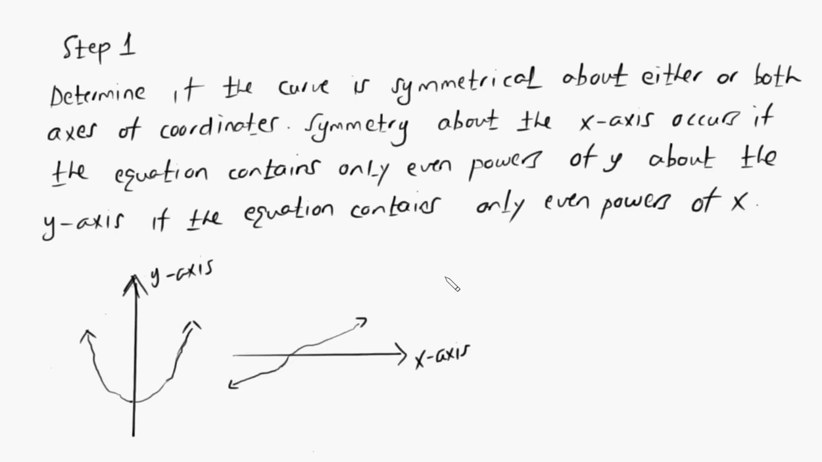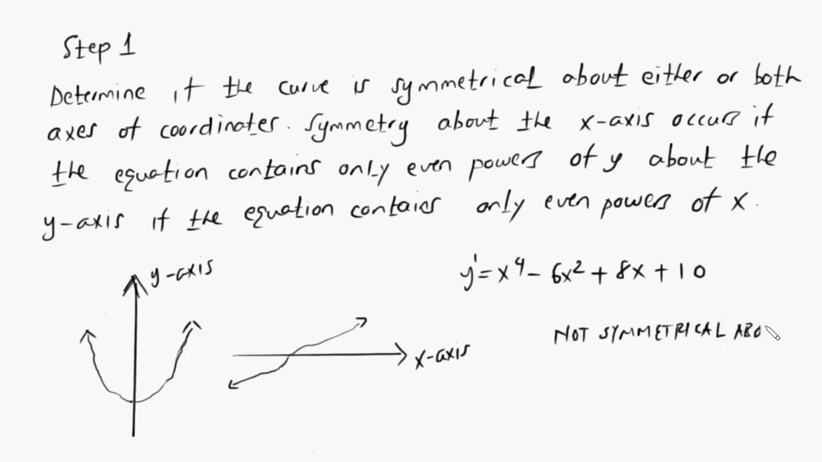In order to determine there's a symmetry about the x-axis, the equation should only contain even powers of y. So this was our equation, remember? It was y is equal to x power 4 minus 6x squared plus 8x plus 10. So it should have only even powers of y to be symmetrical about the x-axis. But we have an odd power of y here because y is just y power 1 and 1 is not an even number. So we know that it is not symmetrical about the x-axis.